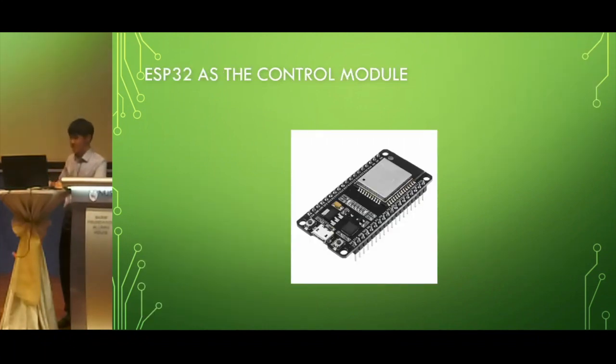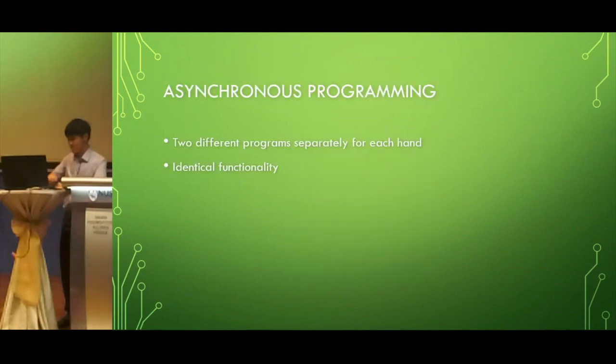And of course, as a control module, I'm using an ESP32. Essentially, this is where the C++ comes in, and I'll talk more about this shortly. As mentioned before, for the real-time process of making the measurements and communicating the data between C and Python, we rely on asynchronous programming. Two different programs are made separately for each hand, which I'll go into further shortly. There's also identical functionality because of this concept.